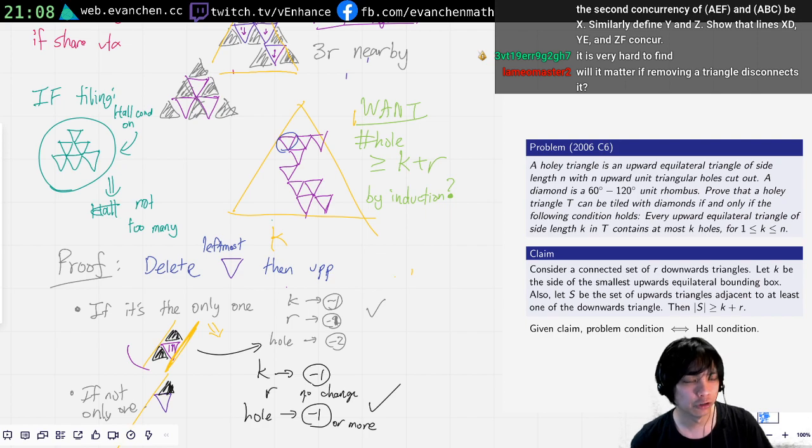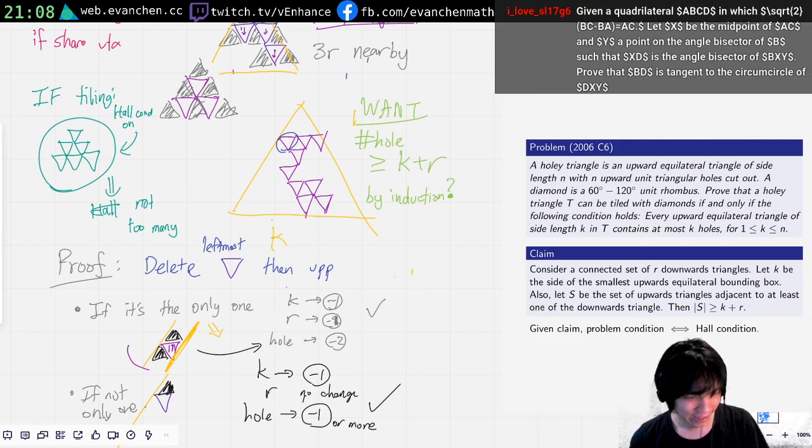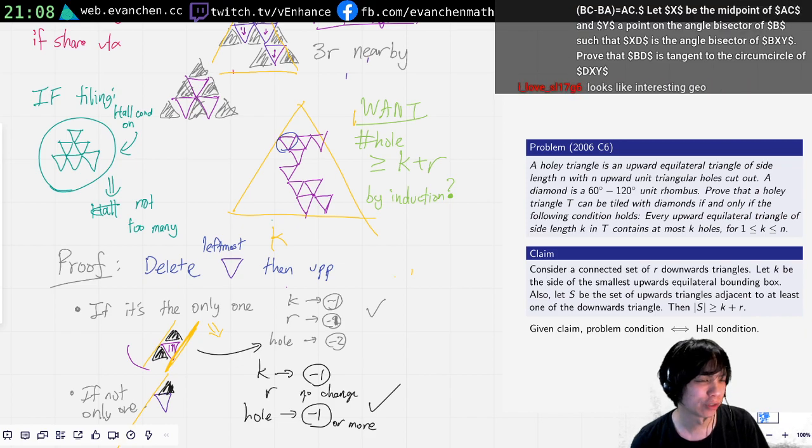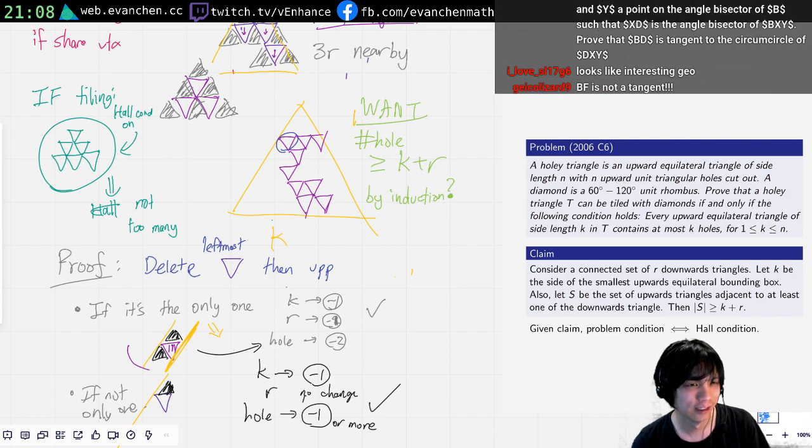Will it matter if removing a triangle disconnects it? Ooh. Okay, actual question, did I use connectedness? I want to say no. You're right that I think removing the triangle could disconnect the graph. However, I don't think we ever use that it's connected anyways, so I think it's fine.